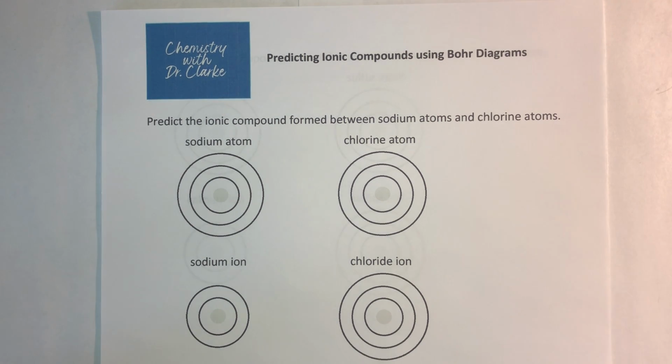In this video, I would like to talk about how you would use a Bohr diagram to predict the formula of an ionic compound. So the question this is related to: if I give you a random metal and a random non-metal, can you decide what the ionic formula is going to be? Think of something like sodium chloride, salt.